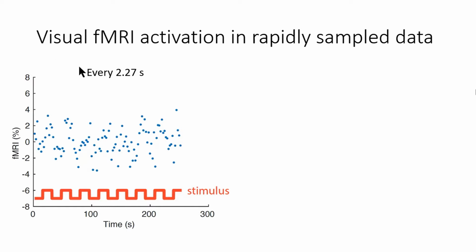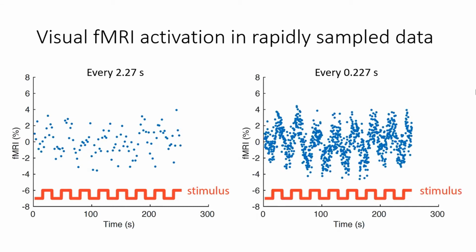So here's an example of a visual task we ran where we had a stimulus coming on and off. You could see that if we only had data every couple of seconds, it might be a little bit difficult to tell whether activity in this region is actually related to the stimulus that we presented. But if we sampled 10 times faster with a TR now of 227 milliseconds, it becomes very clear just from looking at your data alone that there's actually a really nice time-locked signal in this region of interest to the stimulus that we were presenting, even though the stimulus itself is slow.